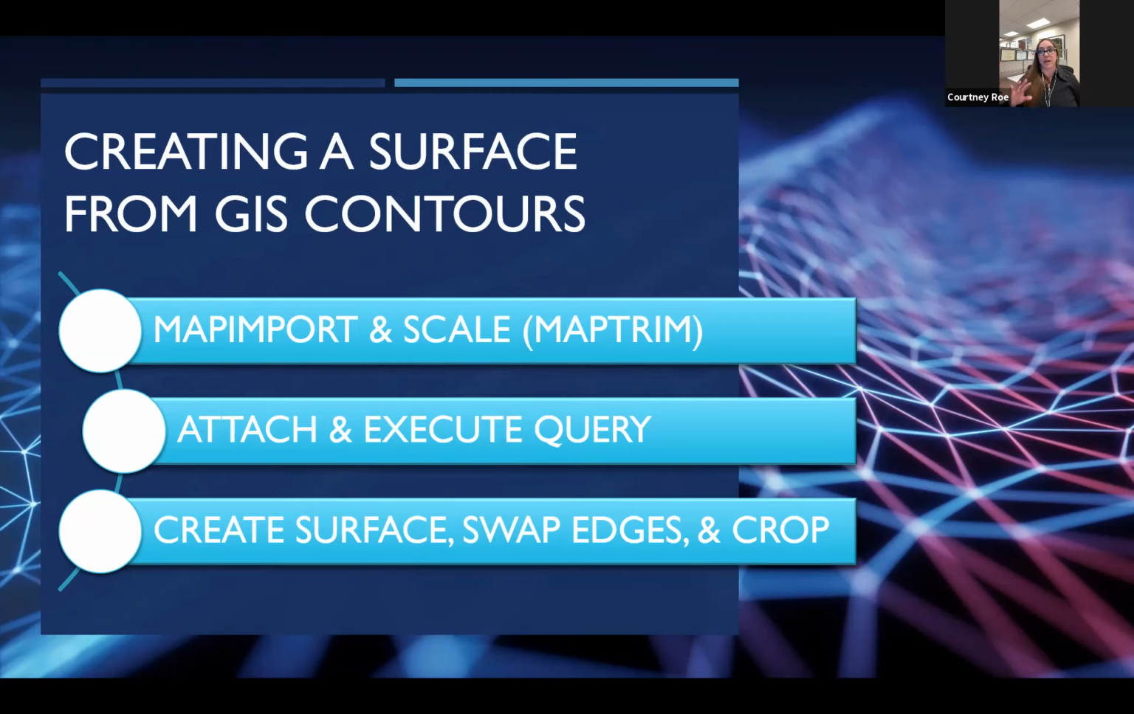So I utilize map import and then I scale it. And at that point, you can do a map trim if you'd like. I tend to wait towards the end because it seems like they always want more area for hydrologic assessments. Then I will attach the DWG in my map workspace, execute a query for completing the GIS geometry to our new geometries. Then I create my surface and clean it up.